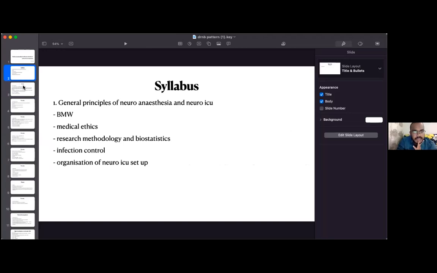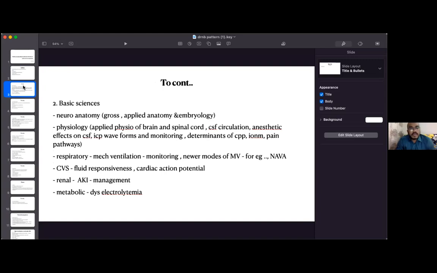So this is the first slide. Here is the syllabus: biomedical waste management, medical ethics, research methodology, biostatistics, infection control, or even the organization of a neuro ICU setup. What is the criteria for ICU design? Everything can be expected, so I would like to let all of you know. Then the basic sciences: we should read about neuroanatomy and physiology, including the physiology of the respiratory system, CVS, renal, and metabolic. As you know, hyponatremia is a favorite question and it can be asked, so you have to prepare all this.